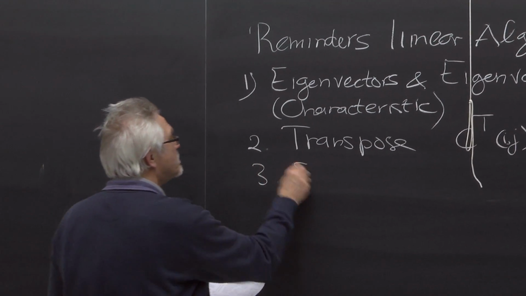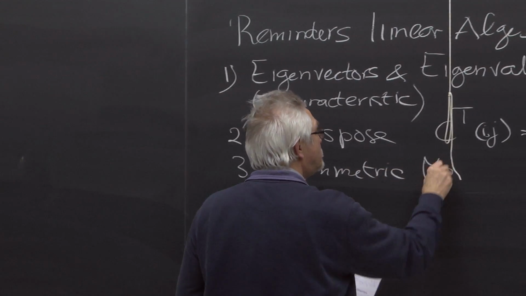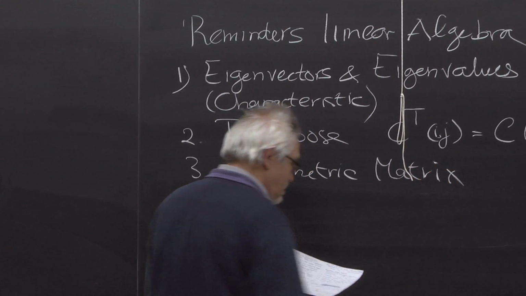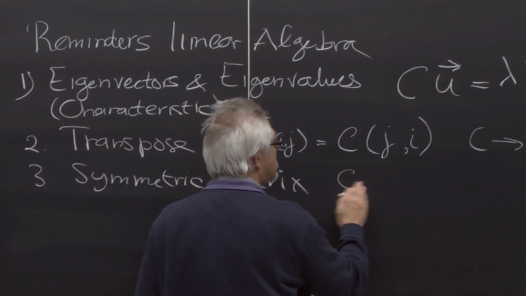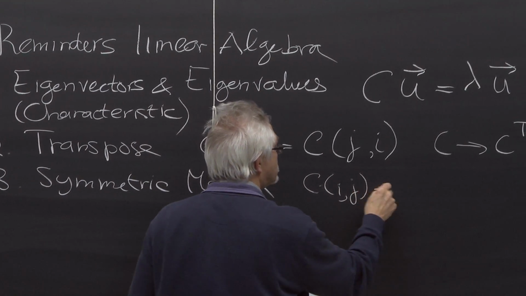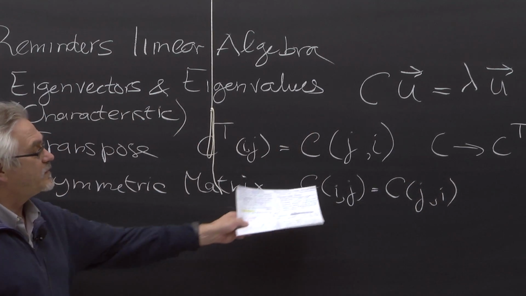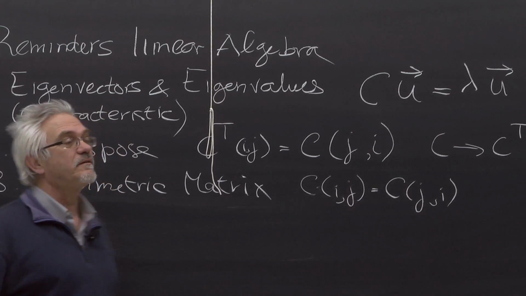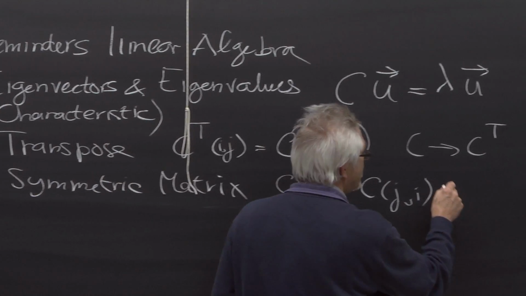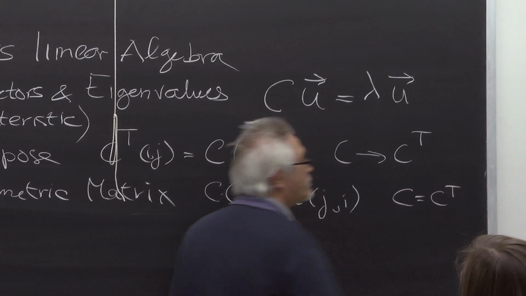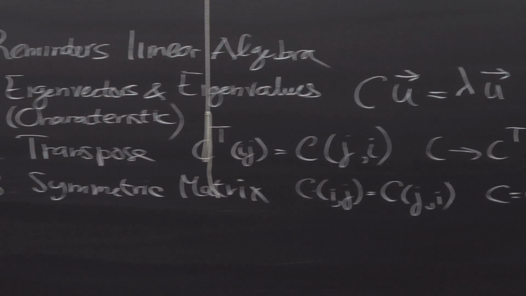And then the other thing that will come up too is the symmetric matrix. A symmetric matrix is when this is true: the element at ij is equal to the element at ji. And as you can see from the line above, that means that in this case, the transpose of a matrix will be equal to the matrix itself. And that's something we will use too.